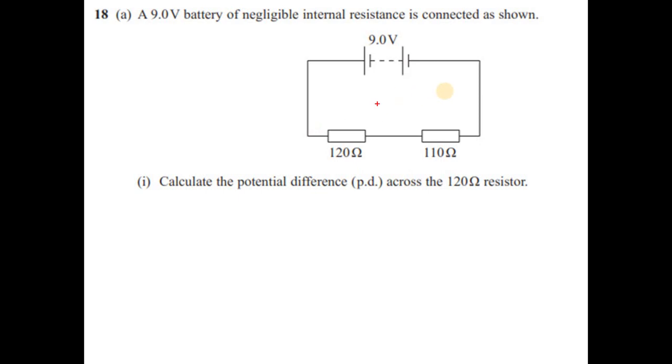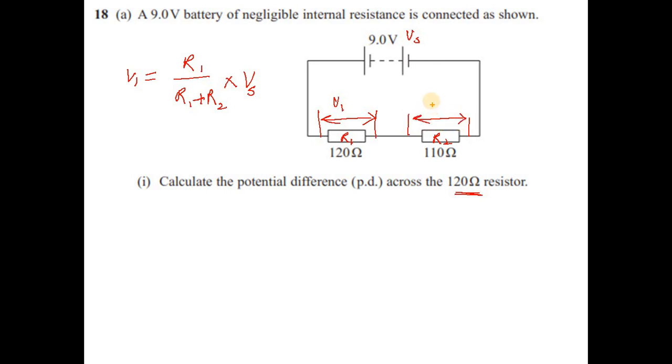This is a simple potential divider circuit, and in this case, if you need to find the voltage across any one of the resistors, the formula is V1 is equal to R1 upon R1 plus R2, into the voltage of the source. So we need to find the potential difference across 120. So this is my R1, this is my R2, and this is Vs. The voltage across 120 is V1.